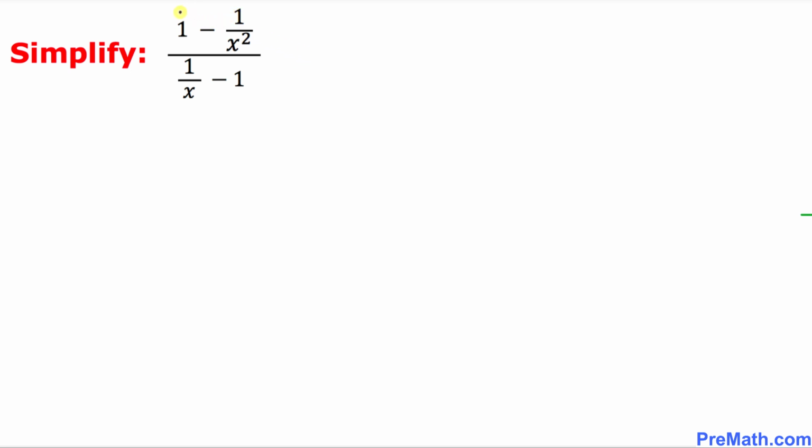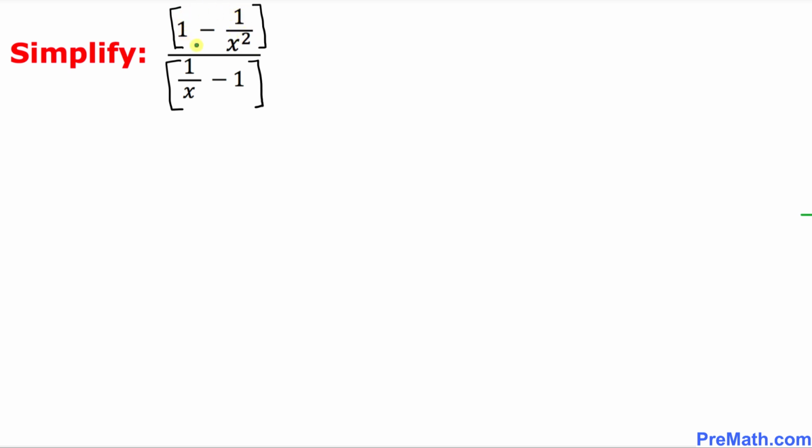First, by putting the brackets, I am going to identify that this is our top part and this is our bottom part. In other words, this is our numerator and this one is our denominator. And now our task is to get rid of these fractions.